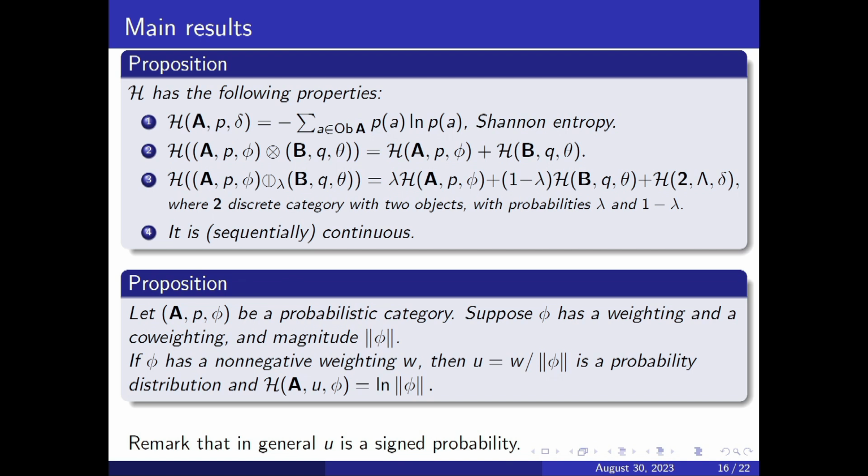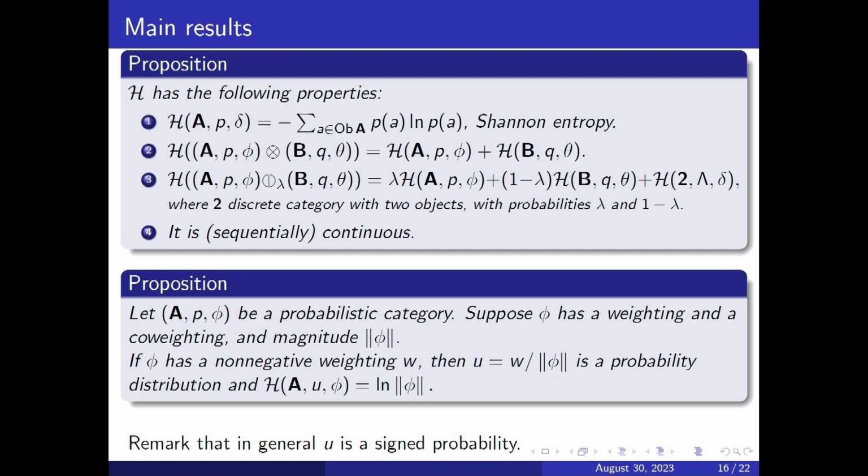And when you evaluate the entropy on this probability distribution, you recover the logarithm of the magnitude. Okay, so under this hypothesis of a negative weighting, the magnitude is always positive. So it makes sense to write logarithm of the magnitude.